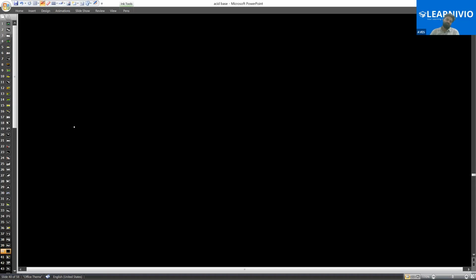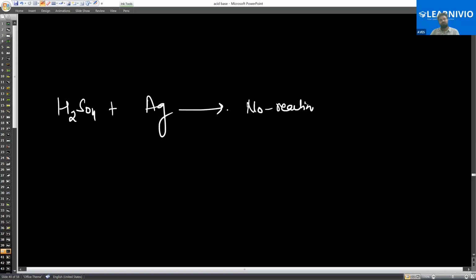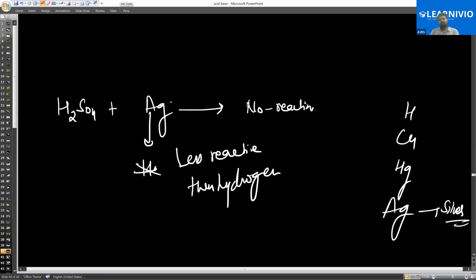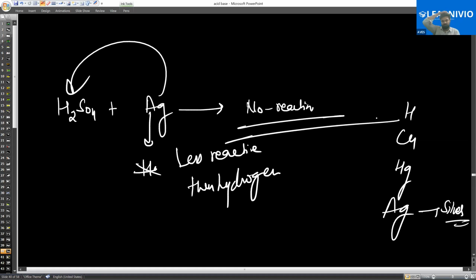Next, if you are having H2SO4 reacting with silver, what will it give you? AgSO4? No reaction. Why will there be no reaction, Sarah? I'm not sure, sir. Because silver is below hydrogen in the reactivity series. Copper, then we have mercury, then we have silver. Ag is silver, so it is less reactive than hydrogen. Understood? If it is less reactive, it cannot displace hydrogen, so there will be no reaction. Understood, Sarah? Yes, sir. So this is how we have to do it. Join late today.